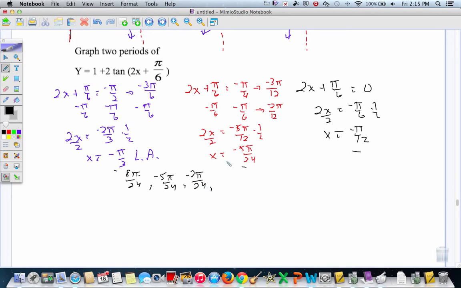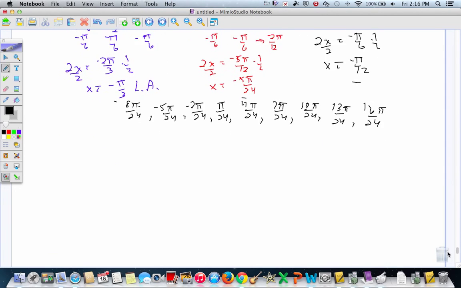Negative 5 pi over 24. And over here, multiplying that by 2, I get negative 2 pi over 24, which hopefully shows that we're adding 3 to our numerator. So I have a positive 1 pi over 24, 4 pi over 24, 7 pi over 24, going for 2 full periods, 1, 2, 3, 4, 5, 6. So I need 3 more: 10 pi over 24, 13 pi over 24, and 16 pi over 24.